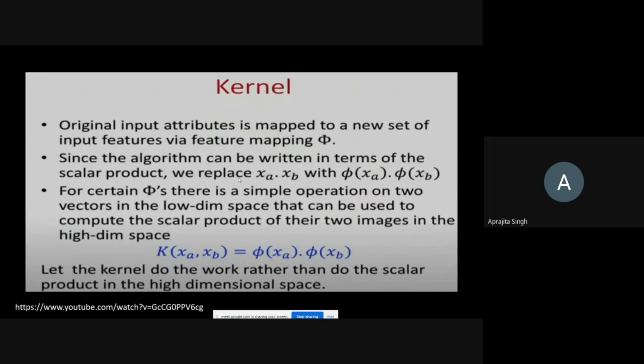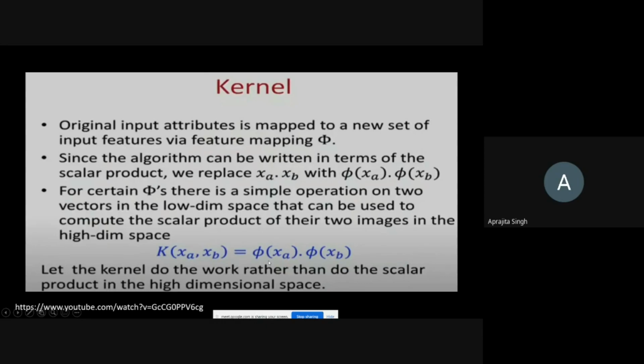Okay, so the original input attribute is mapped to a new set of input features via feature mapping, and since the algorithm can be written in terms of scalar product, we replace this particular product as a function. Okay, as this. For certain functions, there is a simple operation on the two vectors in the lower dimension that can be used to compute the scalar product of the two images in the high dimension. So let the kernel do the work rather than do a scalar product.